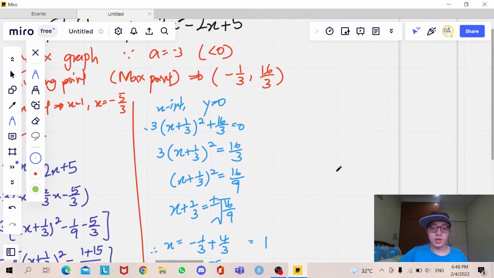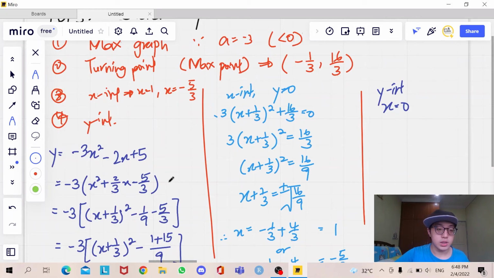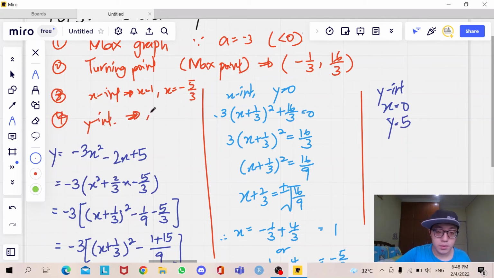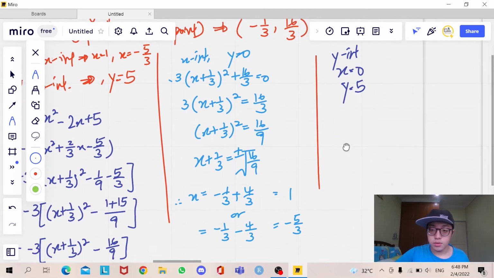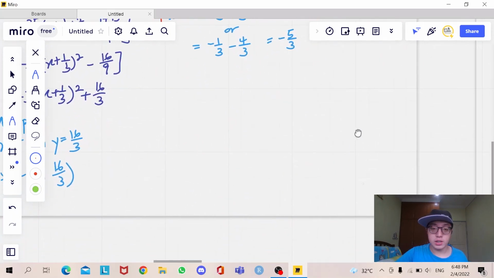Okay, very good. So the last part here, we are going to look for the y-intercept. The y-intercept is when x is equal to 0. Sub 0 into this equation here, you will easily get y equals 5. No issue. All right, so from here, you will get y equals 5. Okay, so when you have all this information here, you can start to sketch your graph.